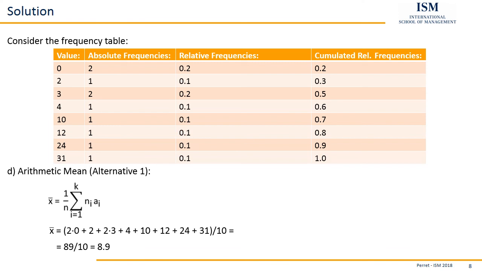Why would it make sense to actually use this approach? Well, if we have a lot of values with absolute frequencies larger than 1, we could save a lot of time. Instead of always adding them up, imagine adding up the same value 100 times. Instead of doing this, you just calculate 100 times this value. So it could save, for large data sets, a lot of time.